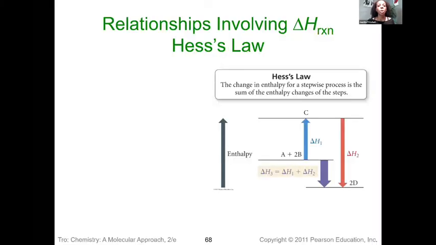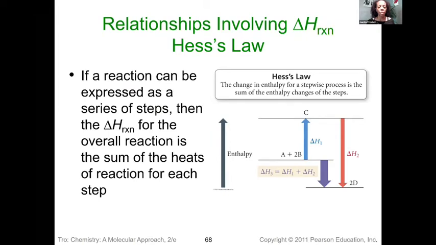We can explore these relationships involving enthalpy through the idea of Hess's law. Hess's law looks at the change in enthalpy for a stepwise process, which equals the sum of the enthalpy changes of all the steps.